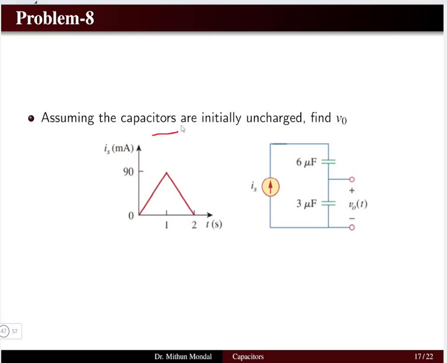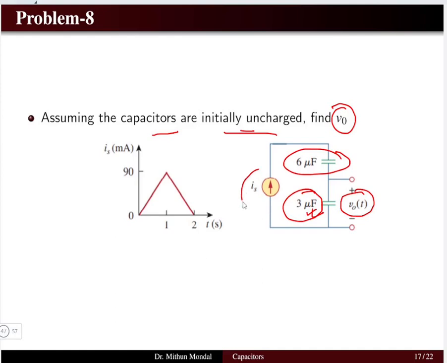Assume that capacitors are initially uncharged. So here you have 6 microfarad and 3 microfarad capacitors. Both are initially uncharged. Find V0. V0 is the potential which is across the 3 microfarad capacitor. Now the source current Is is basically given in milliampere with respect to time t.